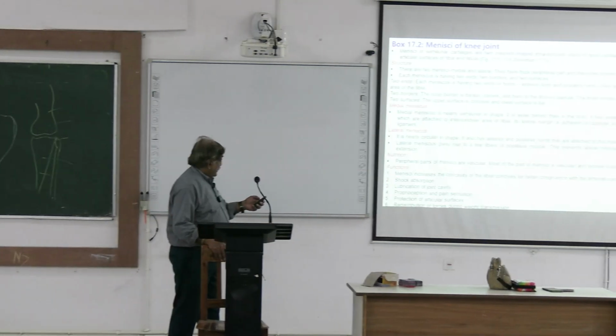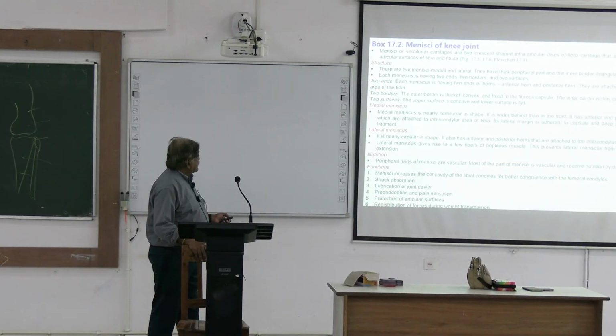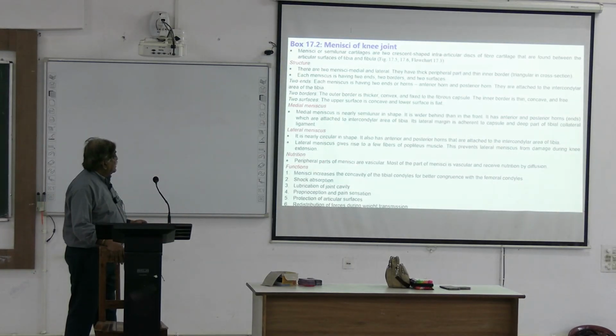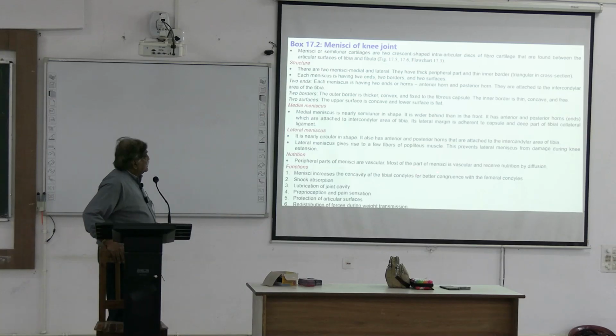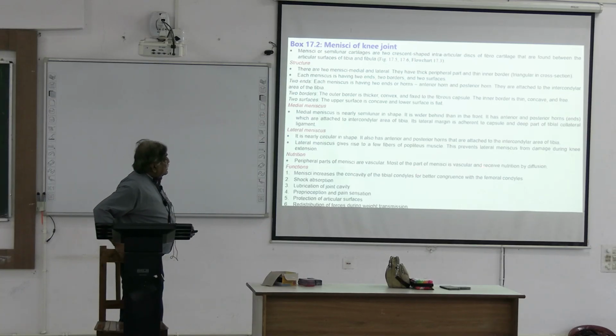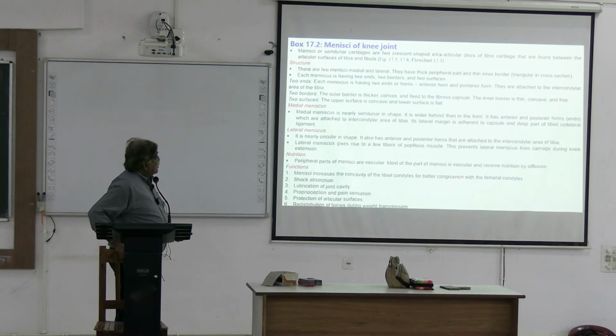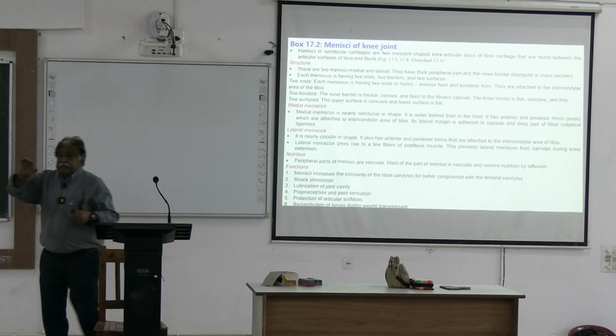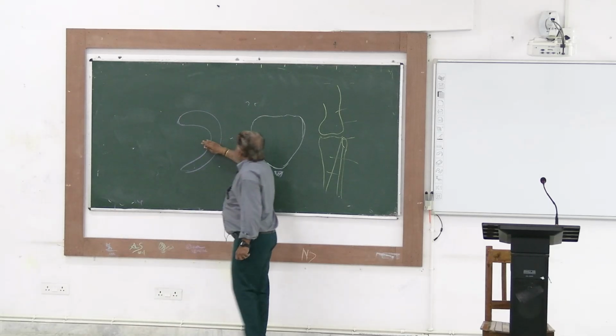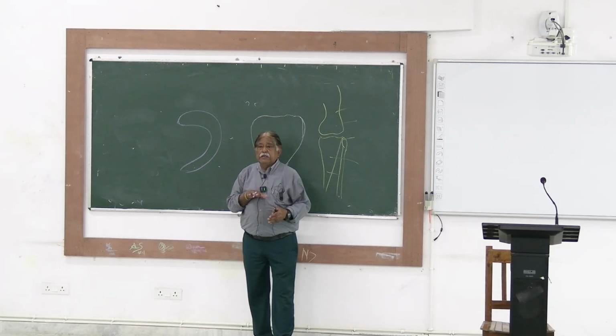Now, the lateral meniscus. Nutrition: the peripheral parts of the menisci are vascular, and most of the menisci receive nutrition by diffusion. By function, the meniscus increases the concavity of the tibial condyles for better congruence with the femoral condyles. Now, it is like this. You are seeing it from the upper end.